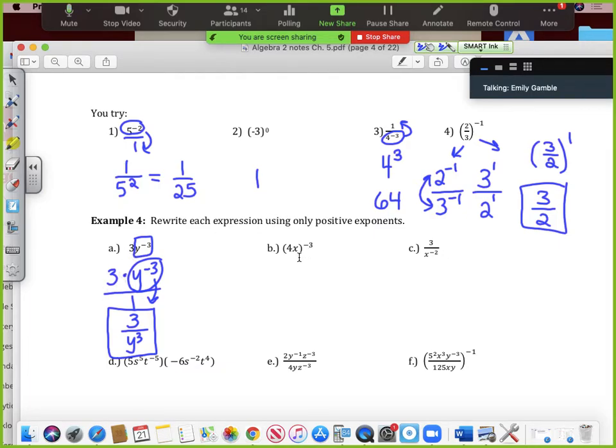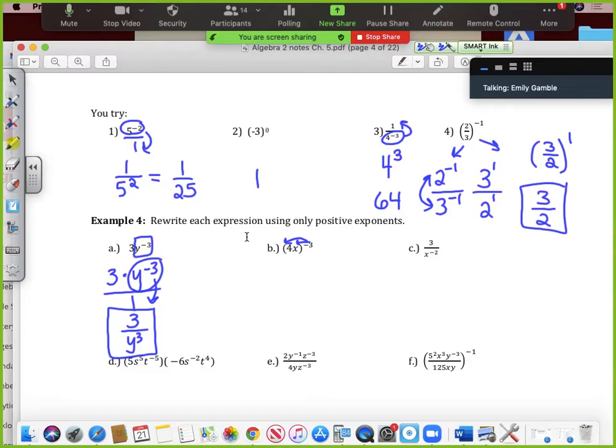However, when I look at this next example, 4x to the negative third power, there's more than one way to solve this. I could solve this by first using the power rule by distributing a negative 3 to the 4 and a negative 3 to the x.